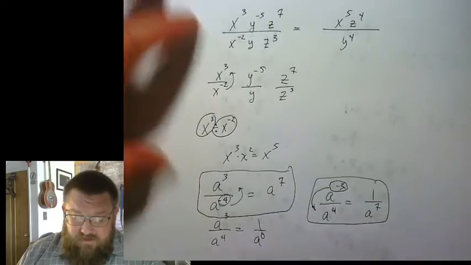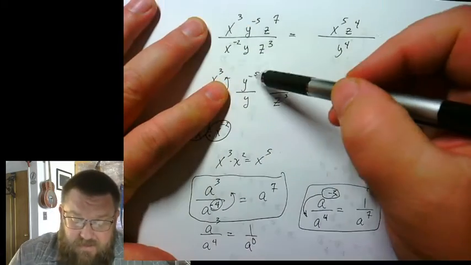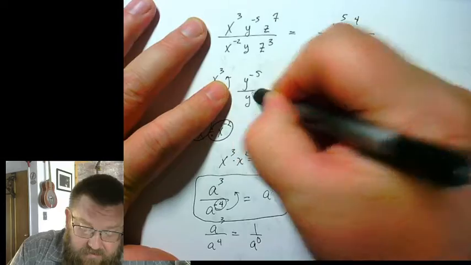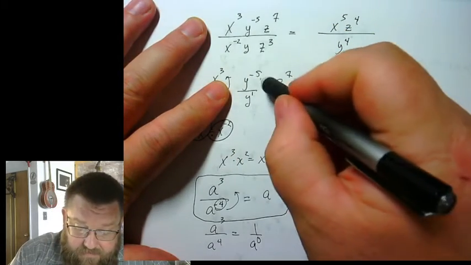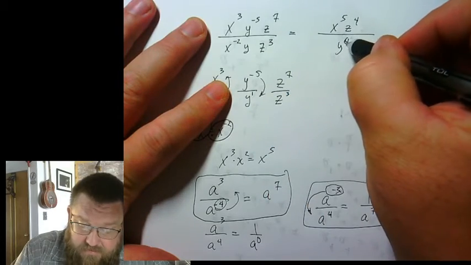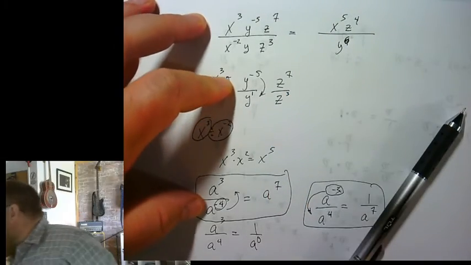Do you see? So let's apply those ideas here. This y has an exponent of 1. This one has a negative 5. That means the negative 5 is going to go to the bottom. Oh, and it makes a 6. Oh yeah, you see how that works right there?